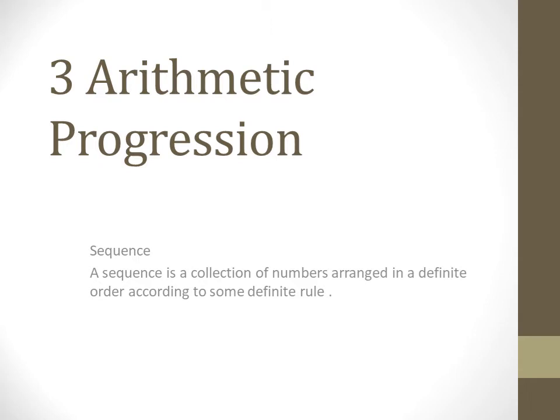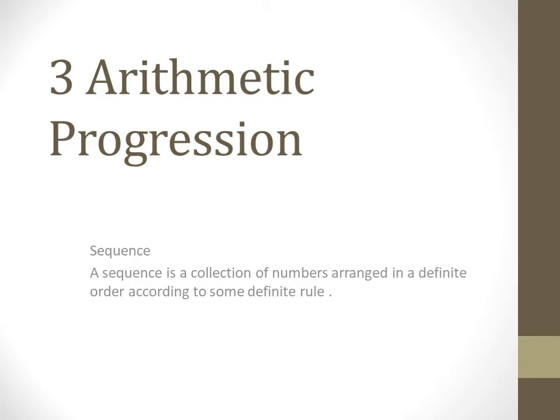Arithmetic Progression, in short known as AP. Here the first term is sequence. Sequence means what? A sequence is a collection of numbers arranged in a definite order according to some definite rule. This is only related to numbers: a collection of numbers arranged in a definite order and according to some definite rule.